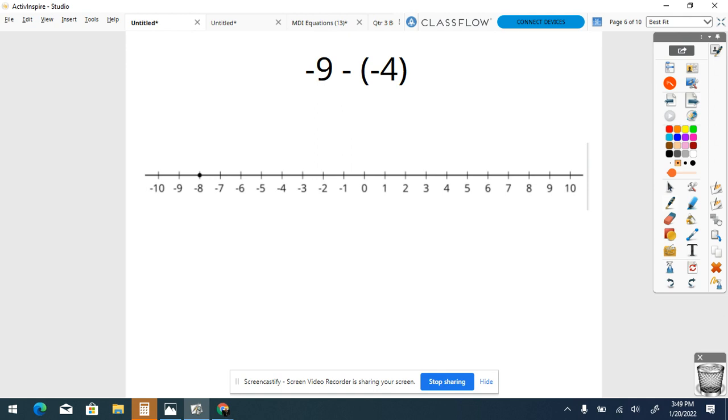All right, so my first number is negative 9. So we should have started at negative 9. Then again, it says minus negative 4. So again, I'm taking away negatives, which means my life's going to get better. So I'm adding positives. So I'm at negative 9. I'm adding positive 4. 1, 2, 3, 4. And I end up at negative 5.